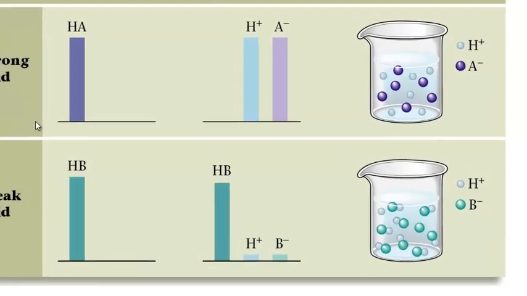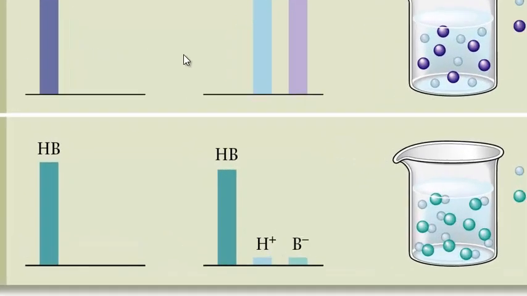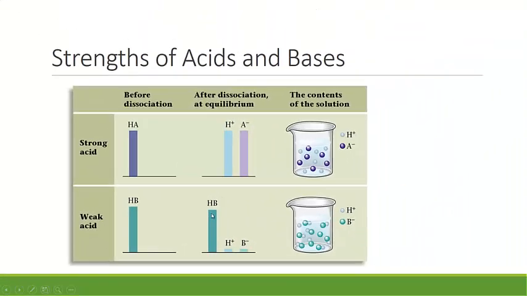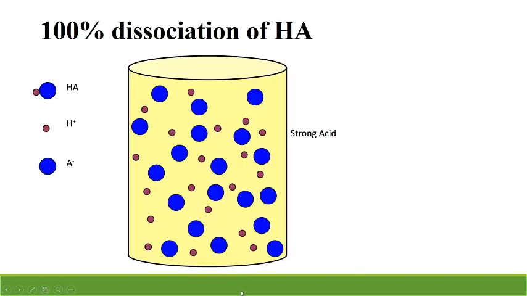So here's an example. If we have a strong acid, when it goes into solution, we're going to get equal amounts of the proton and the acid part. And with a weak acid, when it goes into solution, we're still going to have mostly the weak acid, and it's going to break apart into the two different parts. So strong acids totally dissociate, weak acids hardly dissociate at all.